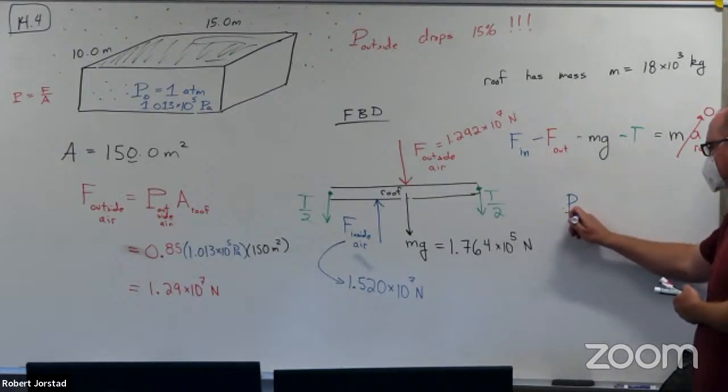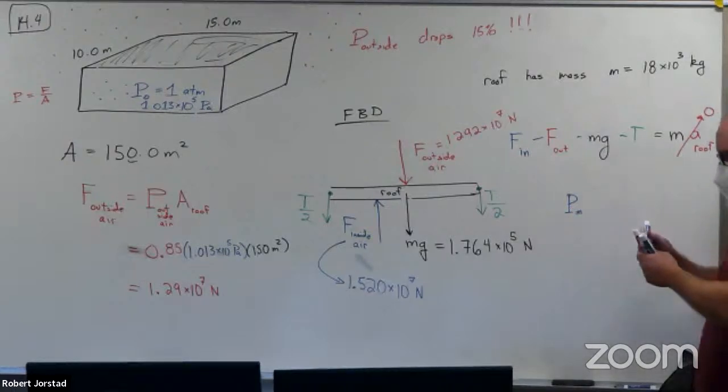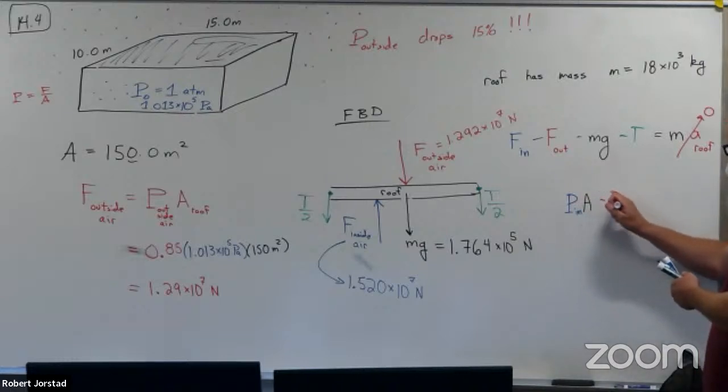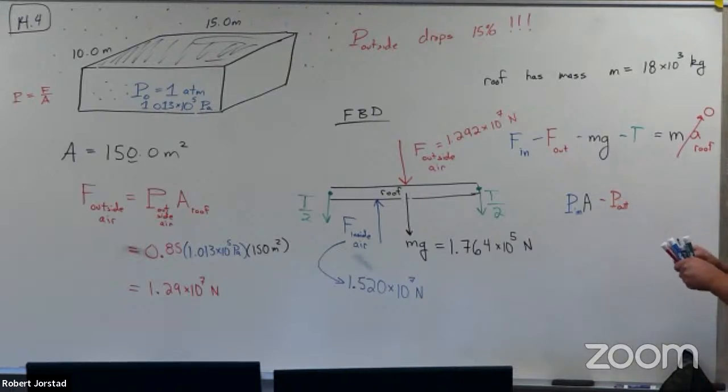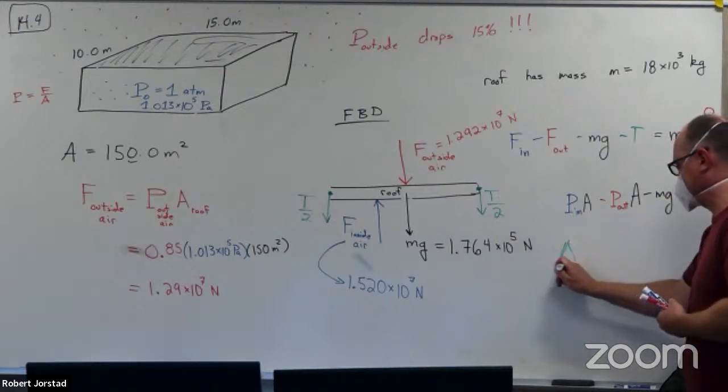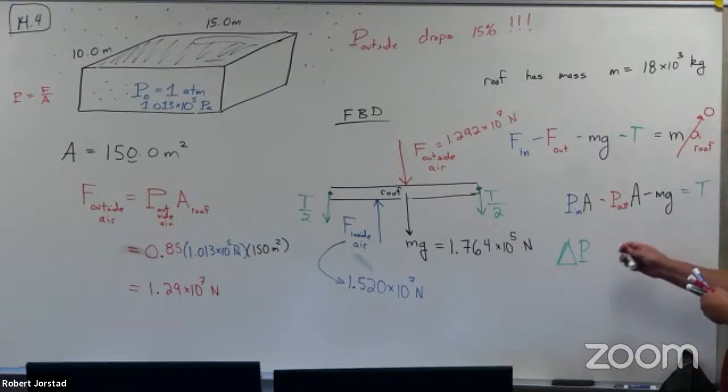You get pressure inside times area minus pressure outside times the area minus the weight of the roof should equal the tension in the bolts holding the roof down. Ideally you would want this tension to be zero, so you would want these pressures to equilibrate so the weight of the roof itself will hold it down. But look at this cool force that we get here: the difference in pressure times the area minus mg is equal to the tension.